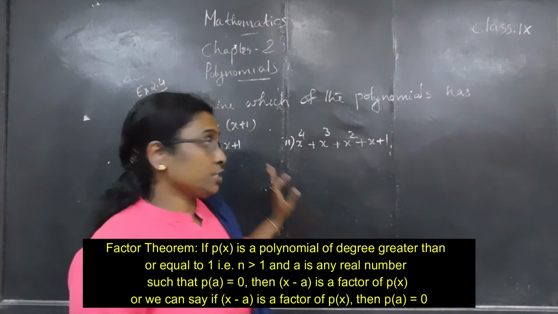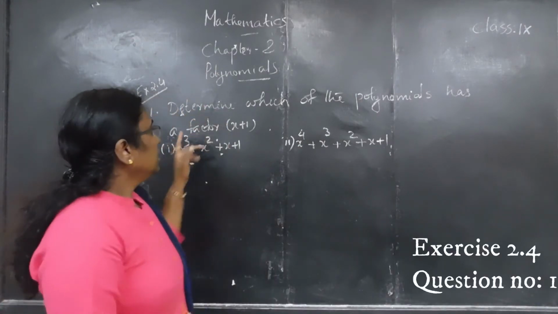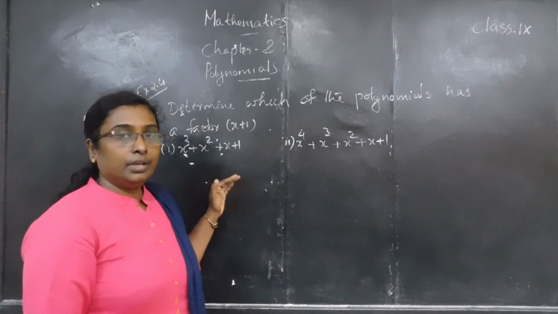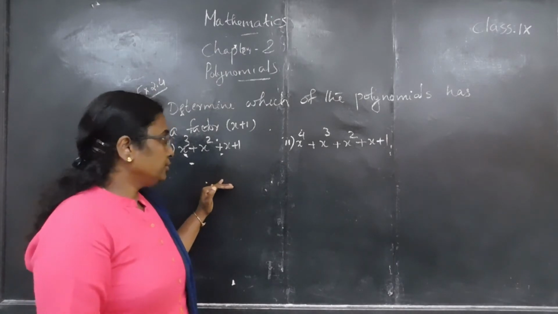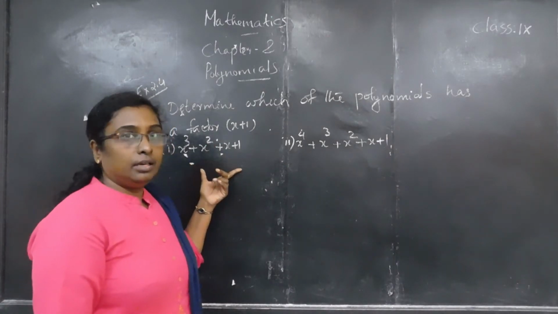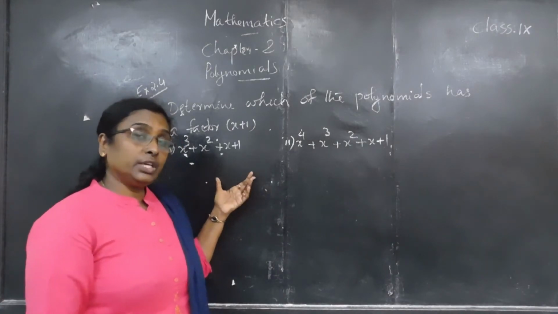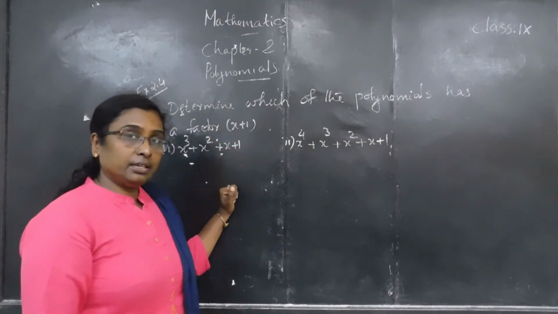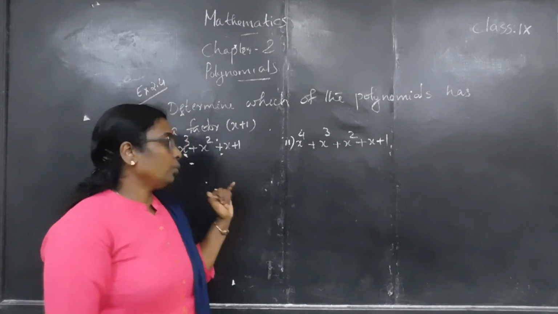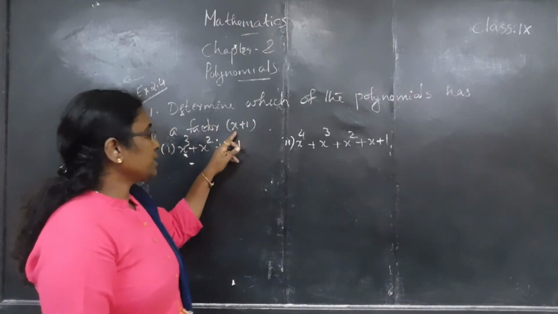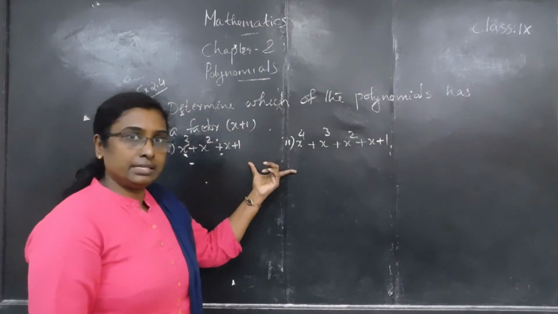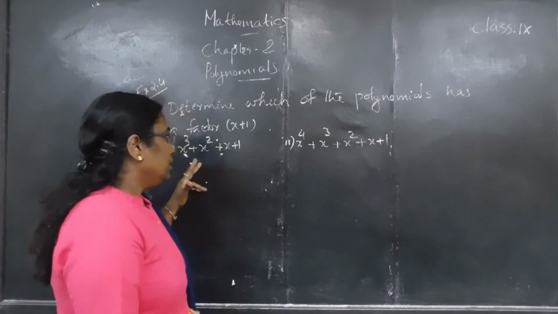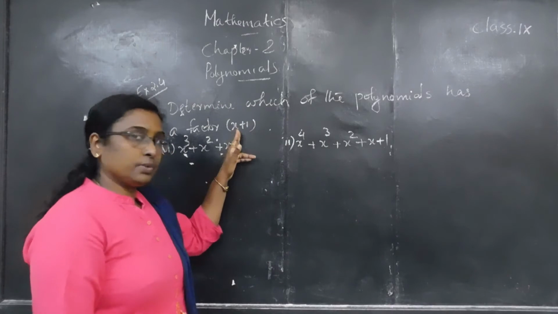Let us start the first question of exercise 2.4. Determine which of the polynomials has x plus 1 as a factor. In the factor theorem, we have P(x) a polynomial of degree greater than or equal to 1, and a is a real number. If x minus a is a factor, then the remainder will be 0. Here we have to check whether x plus 1 is a factor of these polynomials. For that, we find the remainder first. If the remainder is 0, we can say that x plus 1 is a factor.